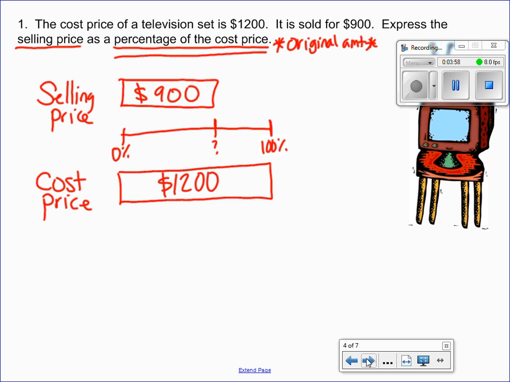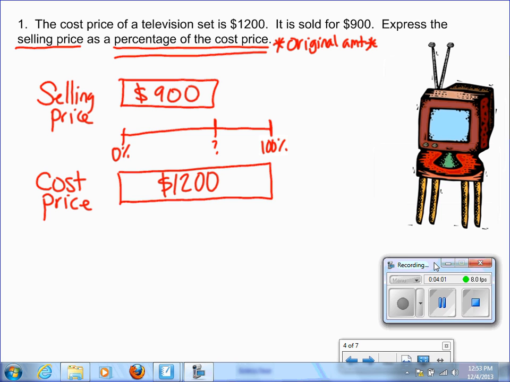Who can help me with that? How are we going to set this up as a fraction? Would you do 900 over 1,200? Okay, we're going to do the selling price over the original price, or the cost price. You don't have to have that, but it sometimes helps. So we would put what it sold for over what it originally cost.